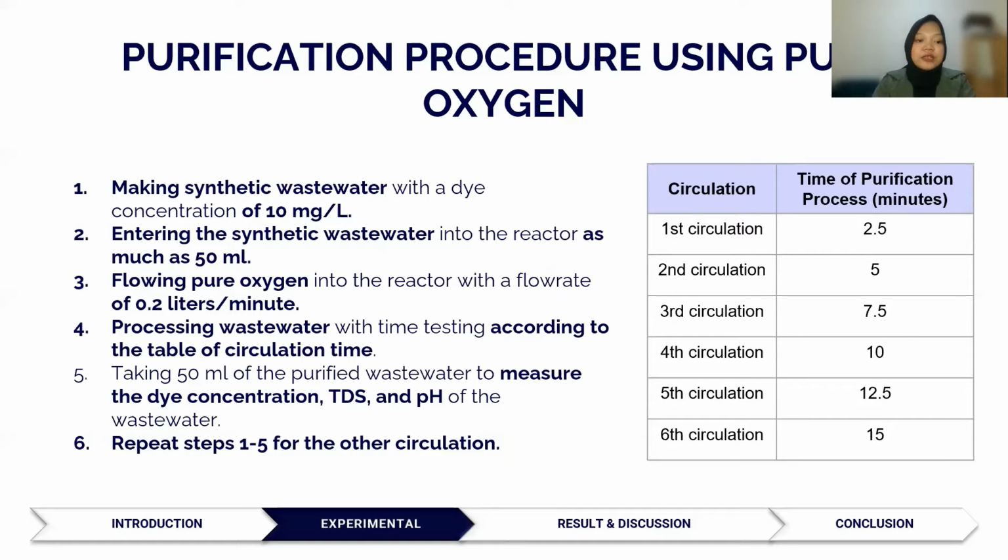The fourth is processing wastewater according to the table of the circulation. The fifth is measuring the dye concentration, TDS, and the pH of the wastewater after the purification process. And the last is repeating steps 1 until 5 for the other circulation.